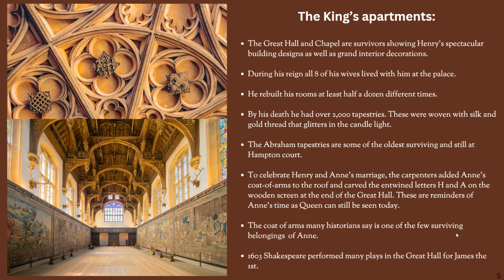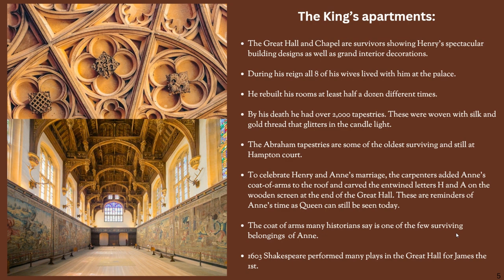The King's Apartments, the Great Hall, and the Chapel are some of the only survivors showing Henry's spectacular building designs as well as the interior decorations. During his reign, all 8 of his wives lived with him at the palace. He rebuilt his rooms half a dozen times, and by his death, he had over 2,000 tapestries. These were woven with silk and gold thread that glittered in the candlelight.